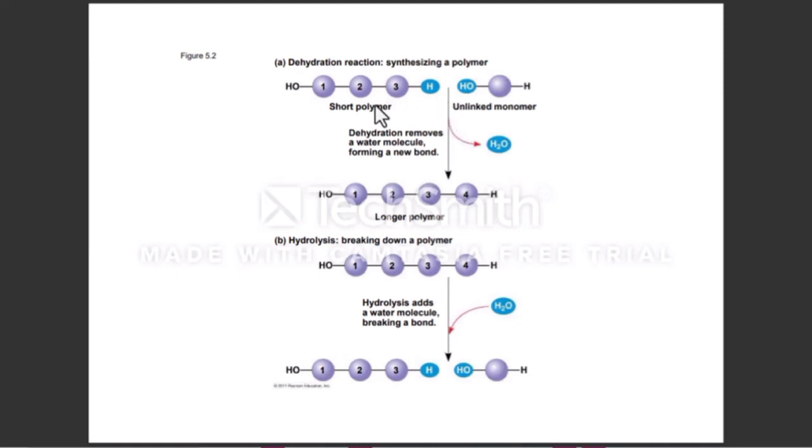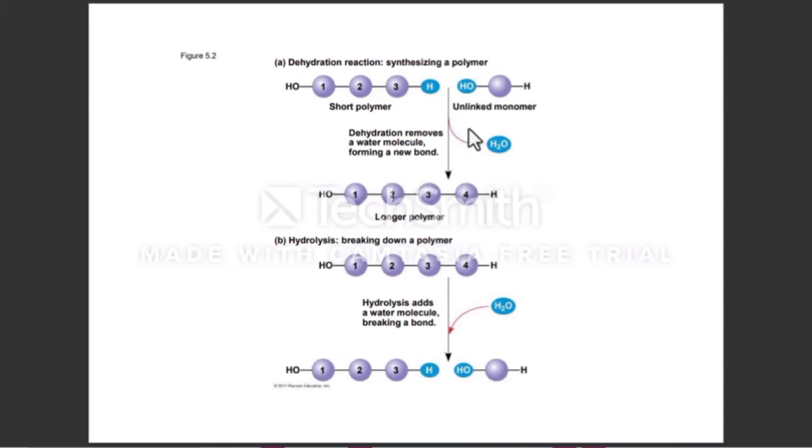So for example, here we see you have a short polymer. So you have 1, 2, and 3 monomers that make up this short polymer. They combine together through a dehydration reaction or condensation reaction with the loss of water, and another monomer unit is being added so that you now have a longer polymer with 4 monomer units. Okay, so this is an example of the production of a macromolecule, how we can produce macromolecules from smaller, simpler molecules.